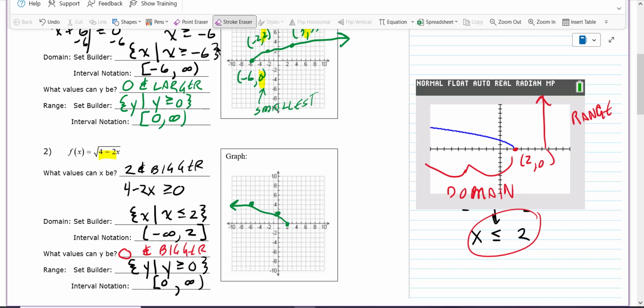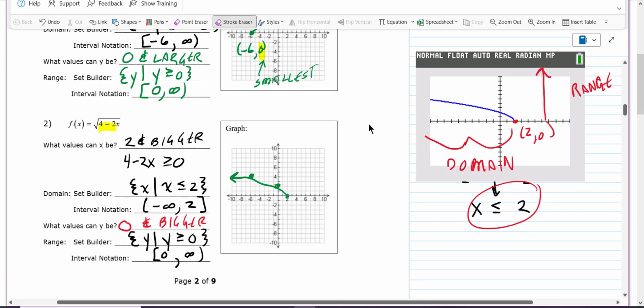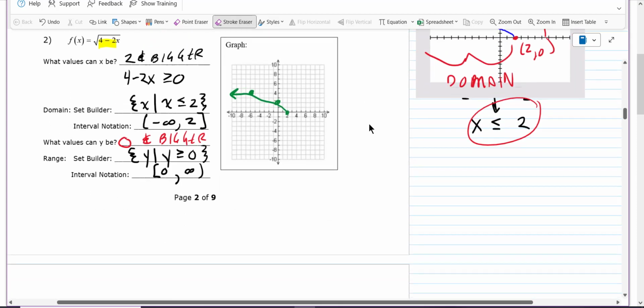Okay, any questions? So what did I do on the last two problems? They're square roots. How did I figure out the domain? What did I do with the thing underneath the square root? I set it greater than or equal to 0. The reason I do that is because you can only take the square root of 0 and bigger. So that's why you set it greater than or equal to 0. You have to understand that with square roots, you're only going to get a square root of 0 and bigger numbers.